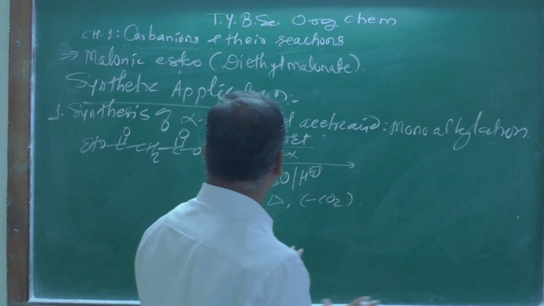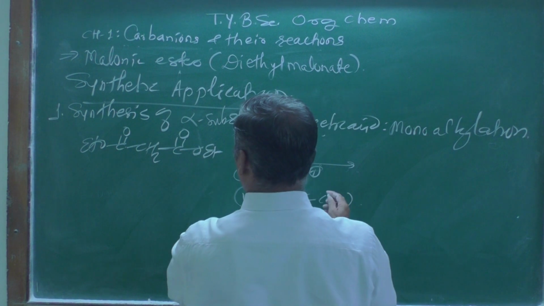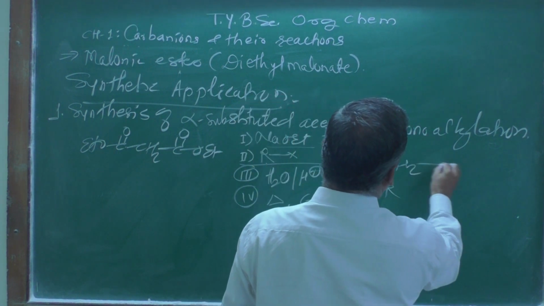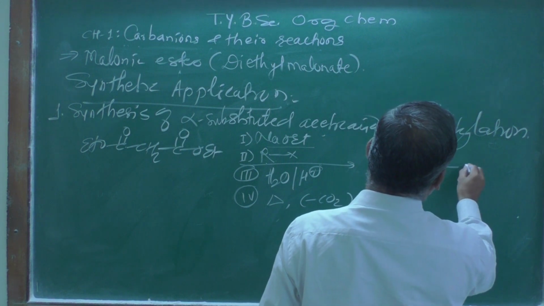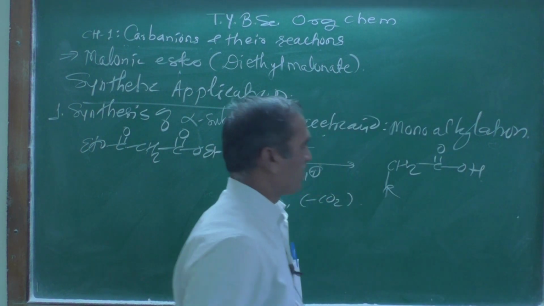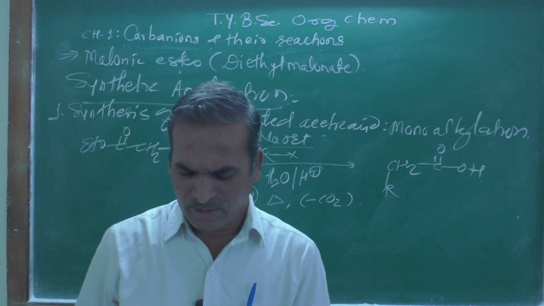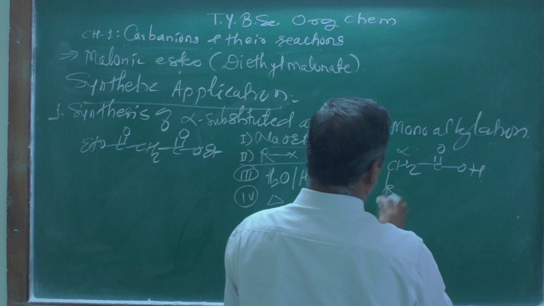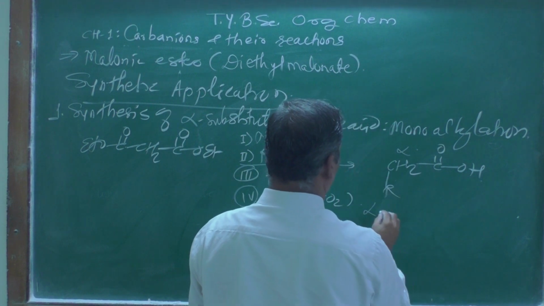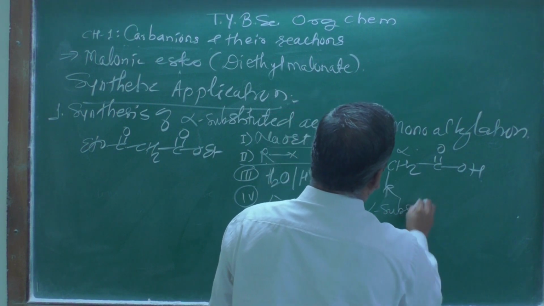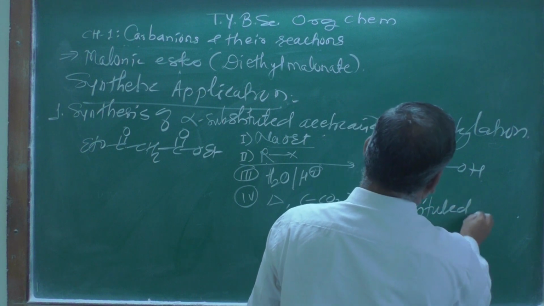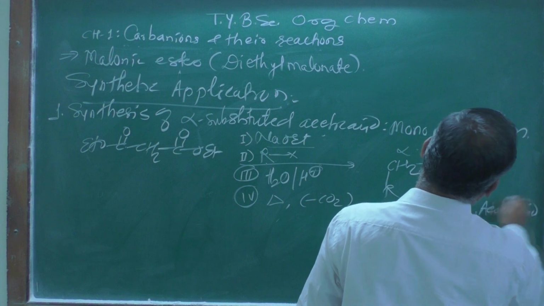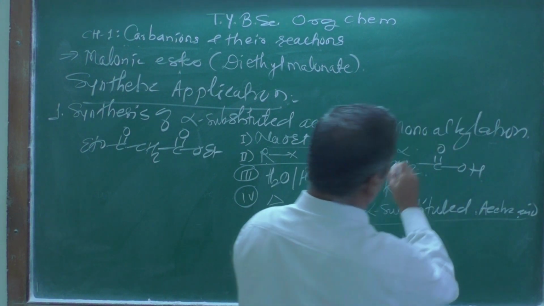And finally, after doing all these things, what you are going to get here is R, CH2, C double bond O, then OH. This type of compound we are going to get during this process, and this is called alpha substituted acetic acid.